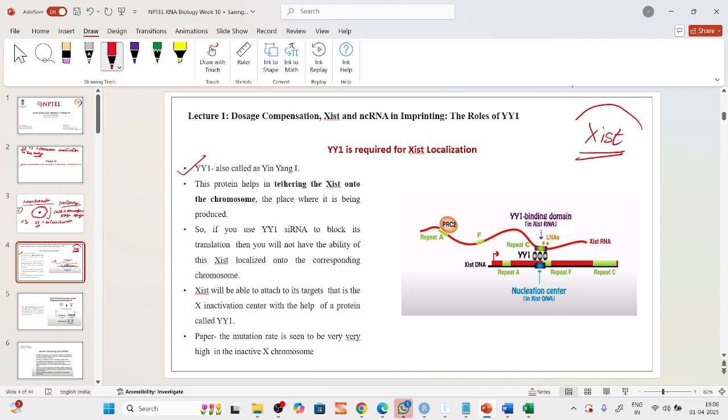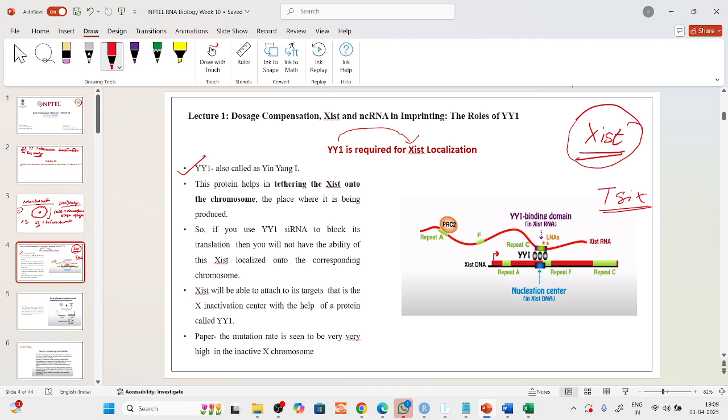This non-coding RNA was regulated by another long non-coding RNA, which was Tsix, just the opposite of this. Now, this non-coding RNA works with the help of another protein, and the name of that protein is YY1. So this YY1 helps Xist to perform its function. How does YY1 help Xist perform its function? Because this protein helps in tethering the Xist onto the chromosome, that means the place where it is being produced.